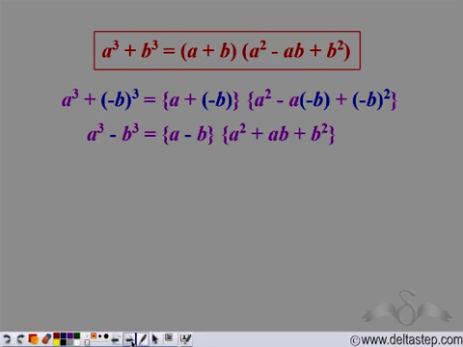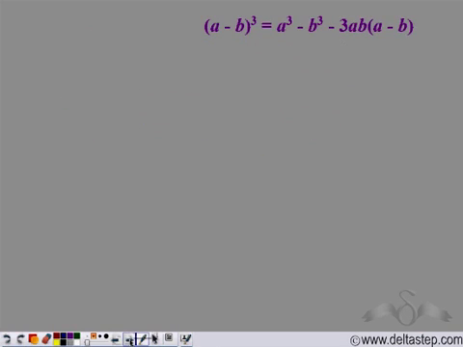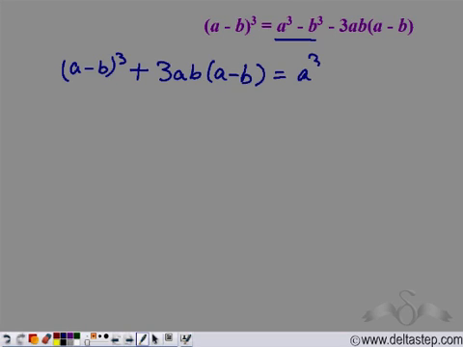We see it is similar to a cube plus b cube. The difference is with respect to the signs. The difference is just with respect to the plus and minus signs. Now let us verify this also. So we are familiar with this identity. For a minus b whole cube, we need to find a cube minus b cube. So let us take minus 3ab into a minus b on the left hand side. We get a minus b whole cube plus 3ab into a minus b is equal to a cube minus b cube.